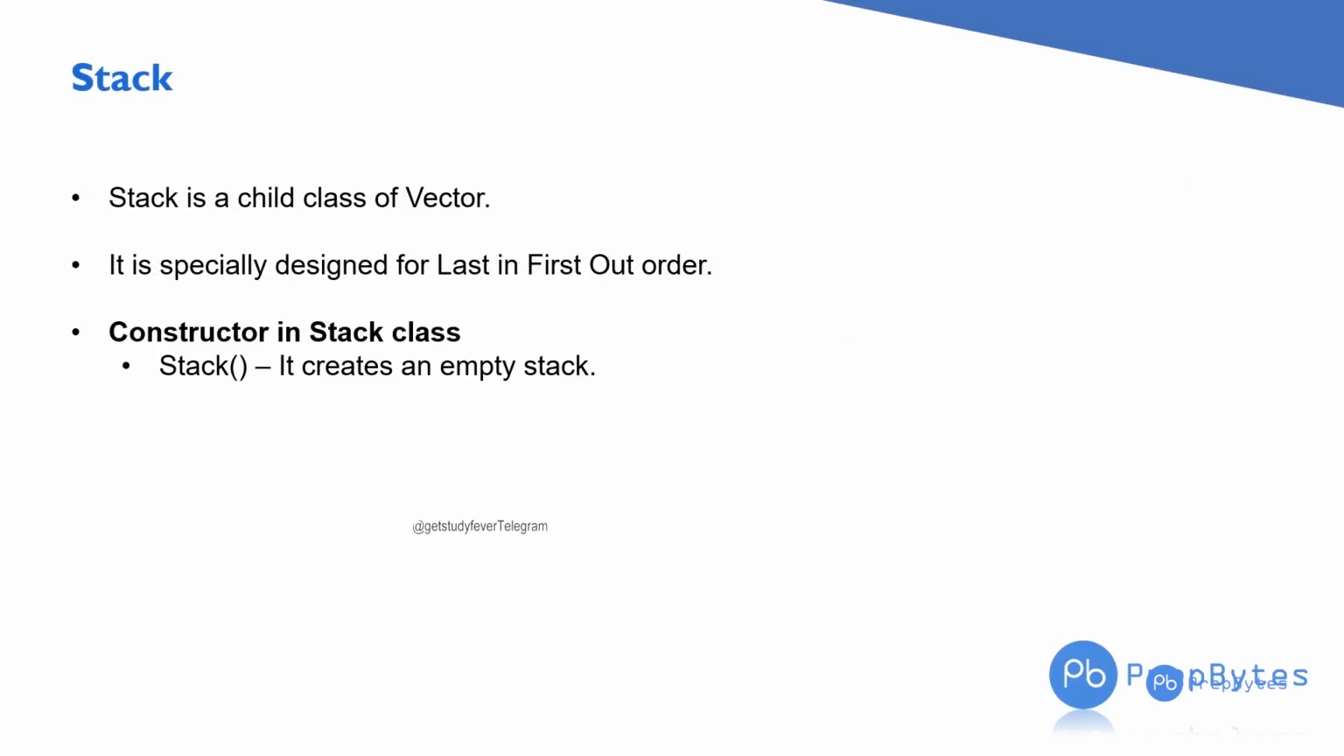Next is the constructor. The constructor in Stack is simple, just a single constructor, Stack, which generates an empty stack. Now there are some specific methods in Stack. Since it is also a legacy class, there are some methods which were defined, that is push and pop. Push pushes an object into the stack, and pop removes an object from the top of the stack. We have a method peek.